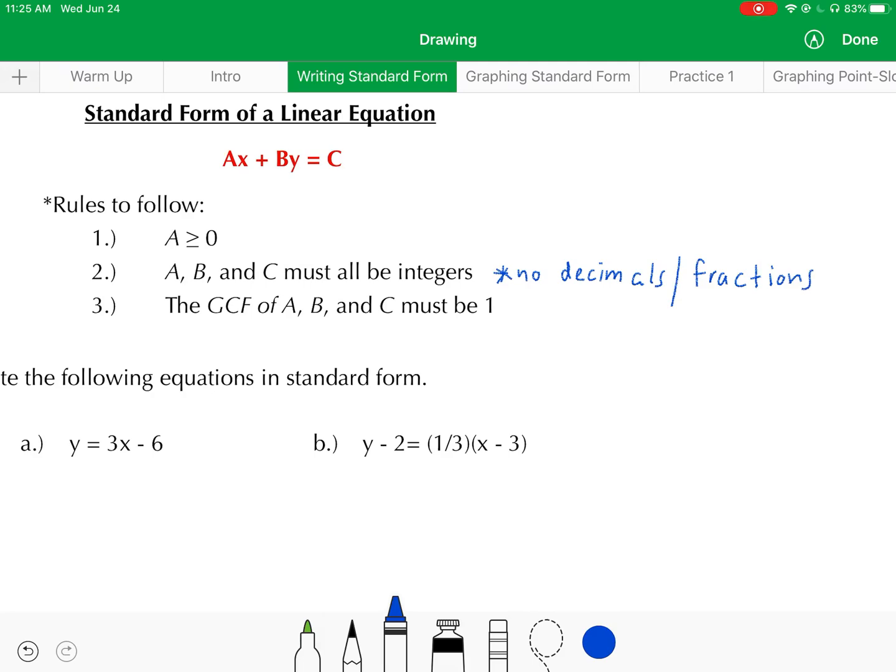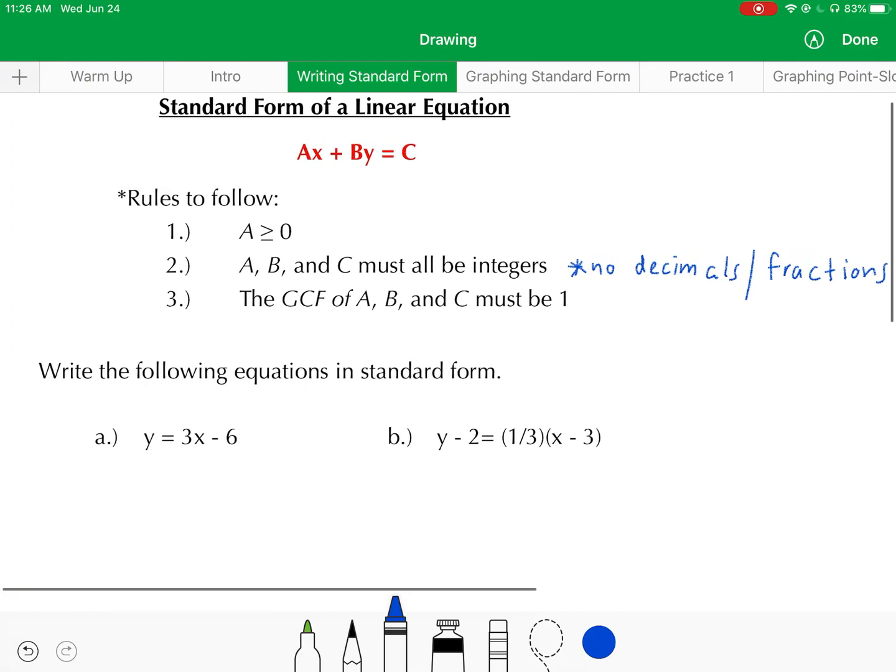All right, and then lastly, the final rule to follow is that the GCF, or the greatest common factor of a, b, and c, has to be 1, meaning they can't have anything in common. If all three of those numbers have a value in common, you have to divide it out. It's kind of like reducing the equation. Okay, so let's write each of the following equations in standard form.